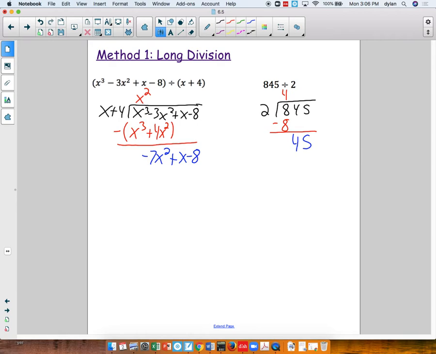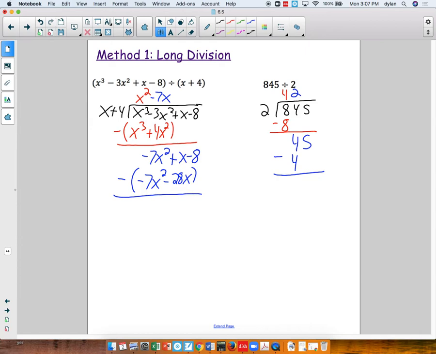So on the right side, I'm going to say, okay, how many times does 2 go into 4? I would say 2. So 2 times 2 would be 4, and I would subtract those. On our polynomial long division side, I would say, okay, how many times does x go into negative 7x squared? And my result would be negative 7x. And again, we're going to multiply negative 7x times x plus 4. And that leads us to subtract negative 7x squared minus 28x.